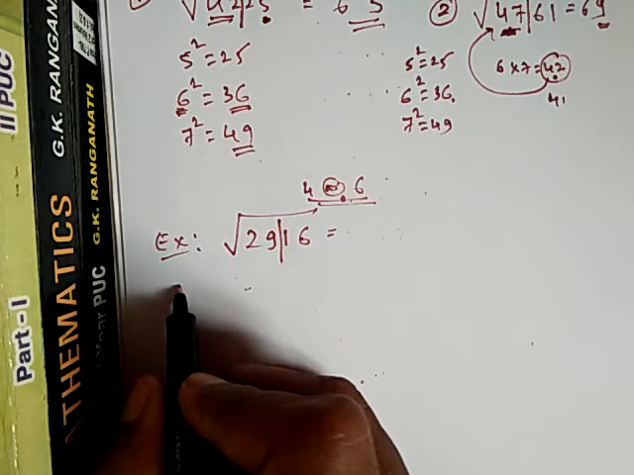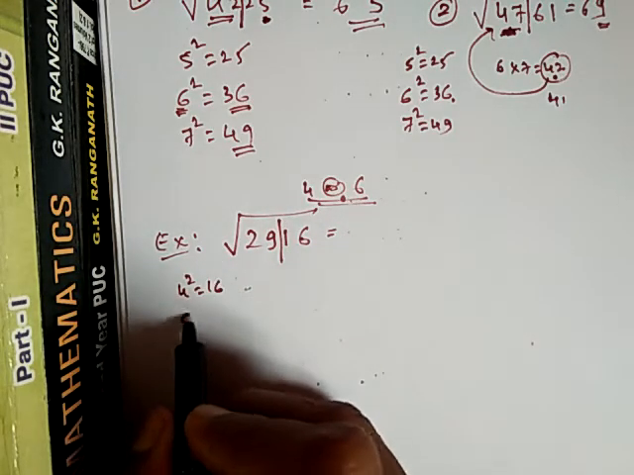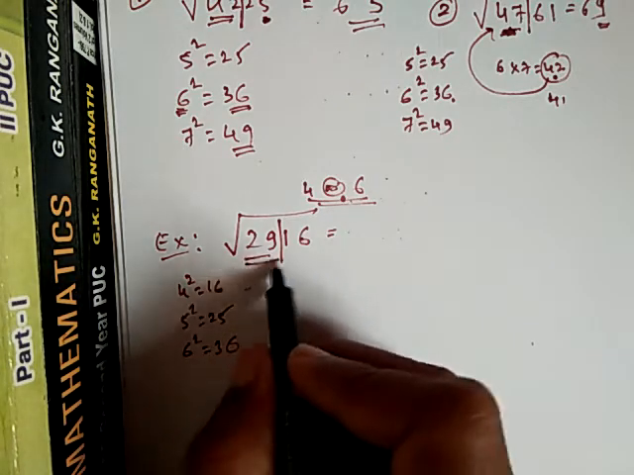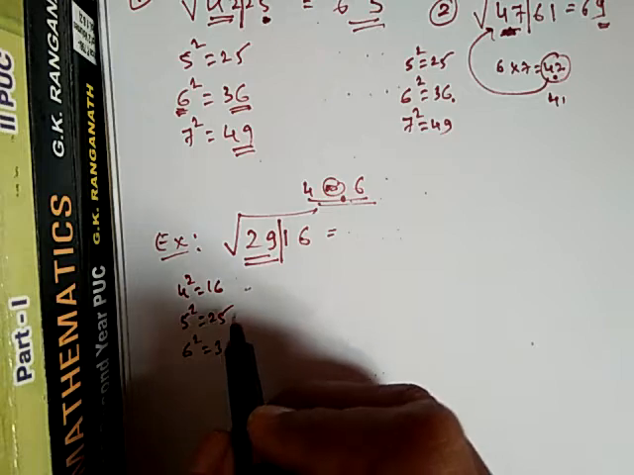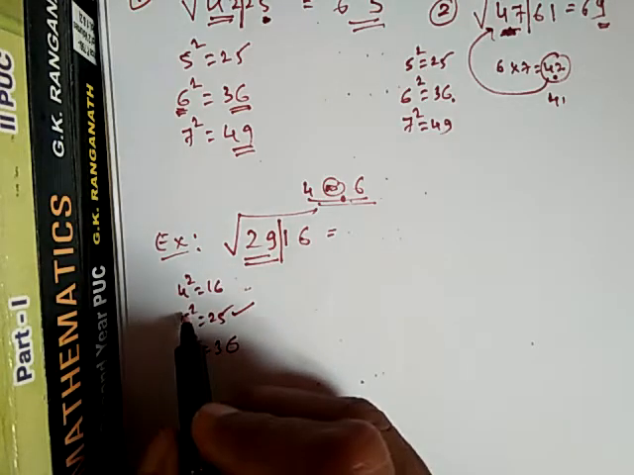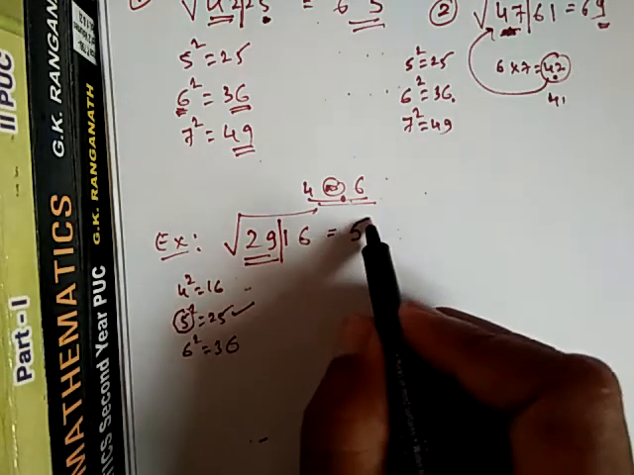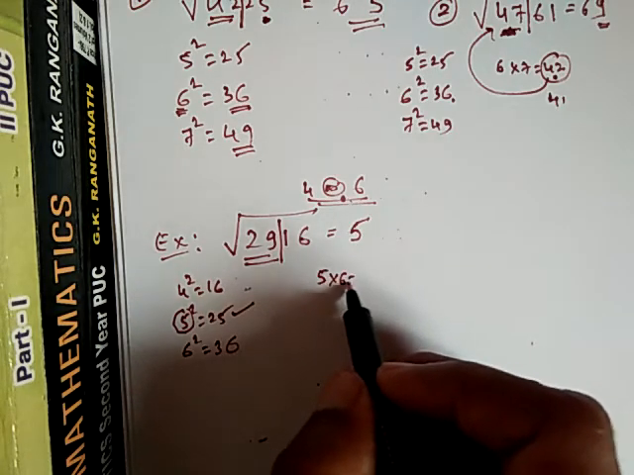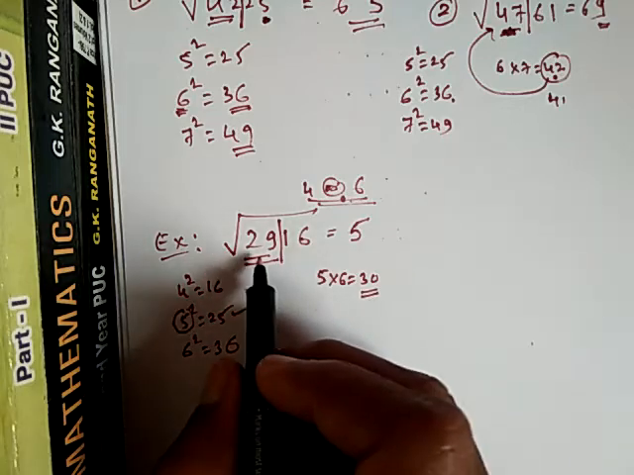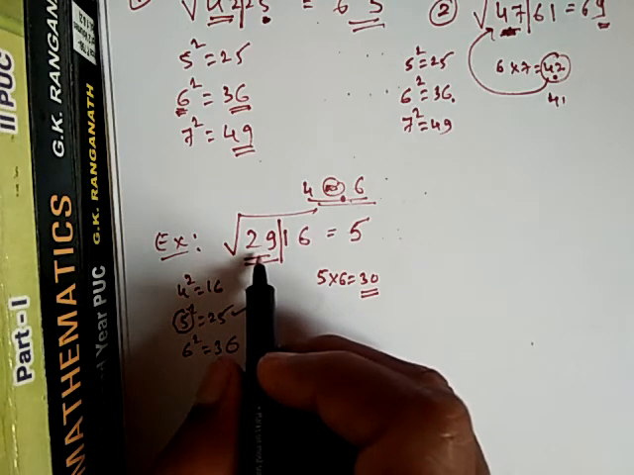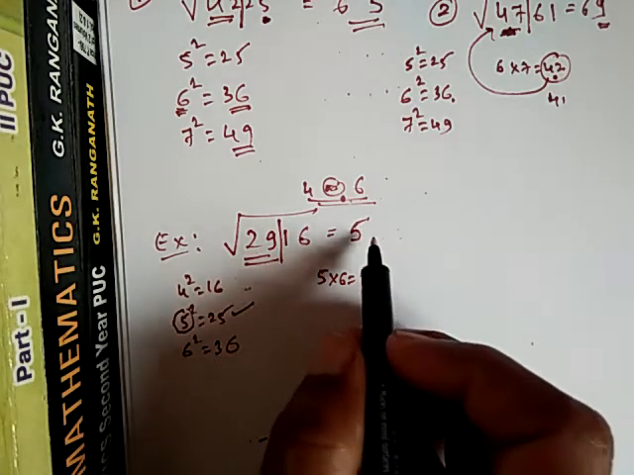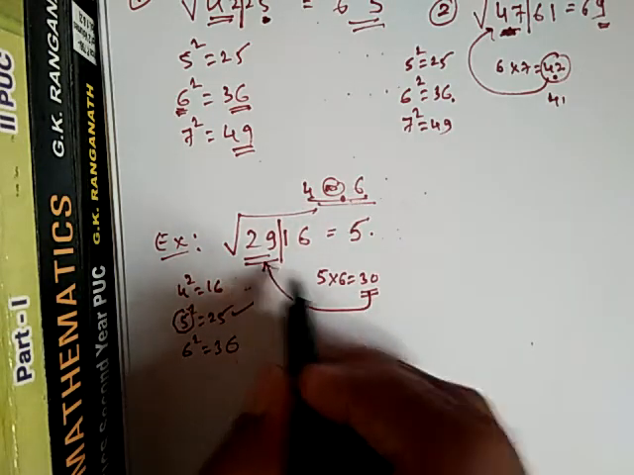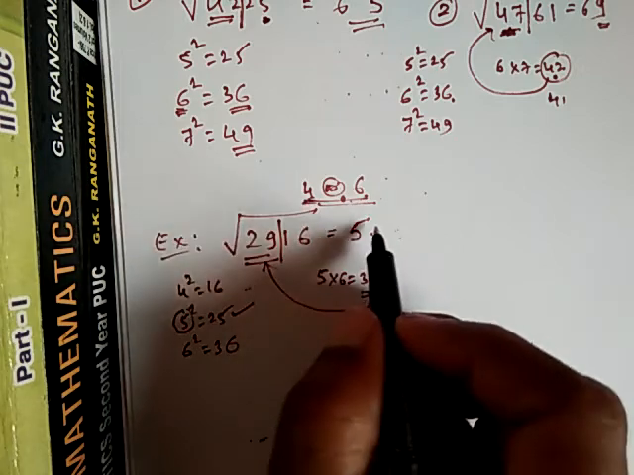So now you write here, 4 square is 16, 5 square is 25, 6 square is 36. Here 29 is there. Which one is smaller here? 25 is smaller. So you have to take 5 here. Now what is the next digit of 5? 6. So 5 into 6 is 30. Is 30 bigger or smaller here? It is bigger. If it is bigger, you have to take the smaller. Out of these two, 30 is bigger, so I have taken the smaller one.